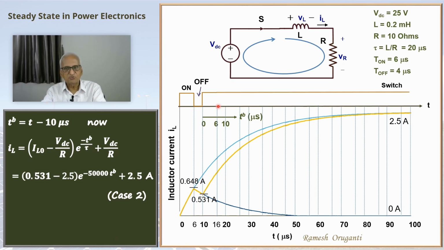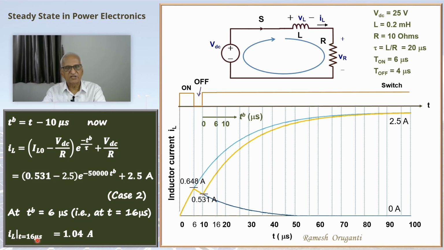We are going to switch off the switch at t equal to 16 microseconds or TB equal to 6 microseconds. So let's find the value of the IL at TB equal to 6 microseconds. At TB equal to 6 microseconds, that is at t equal to 16 microseconds, I have to take the 6 microseconds value and substitute it here. So IL at t equal to 16 microseconds is 1.04 amperes. You can also check out this calculation. So this is 1.04 amperes. Remember, the diode is always there, so I am putting back the diode. Now the switch is turned off.